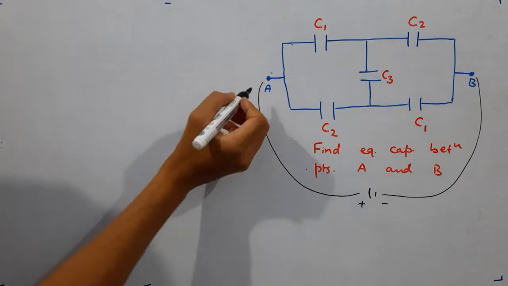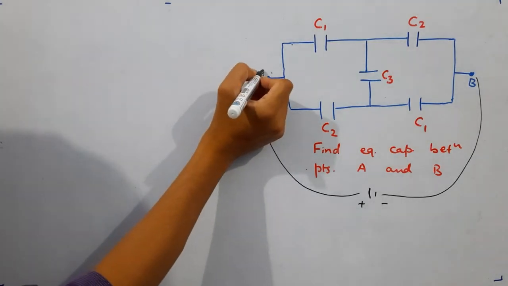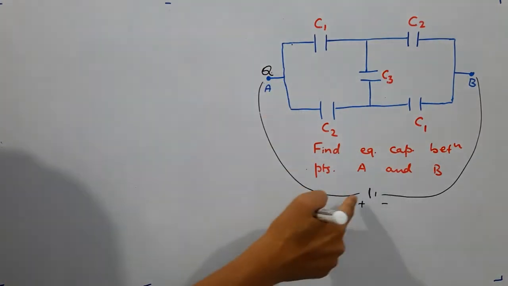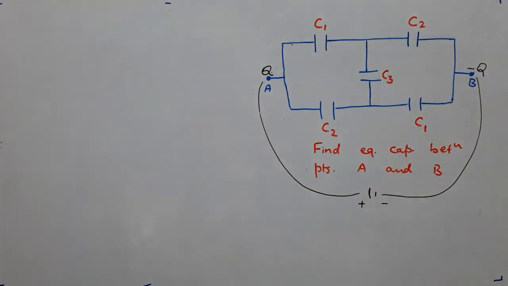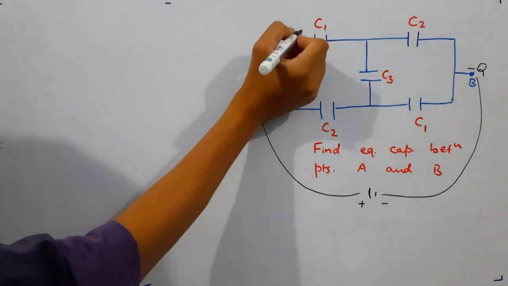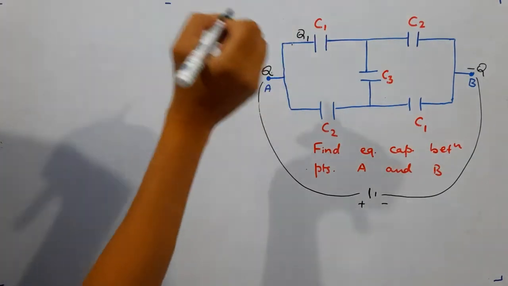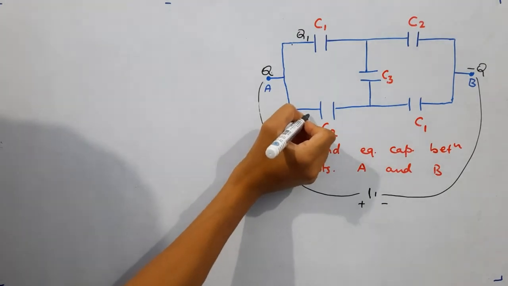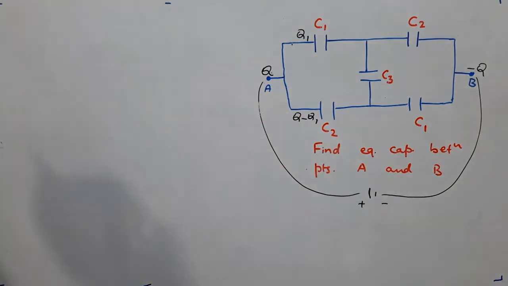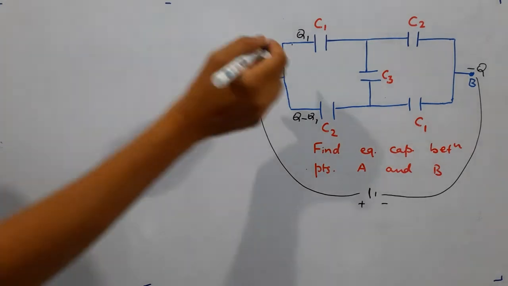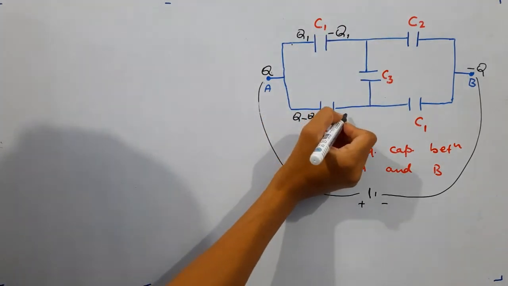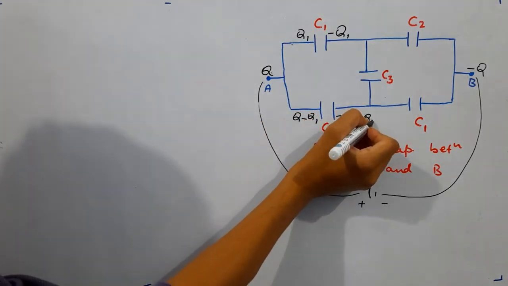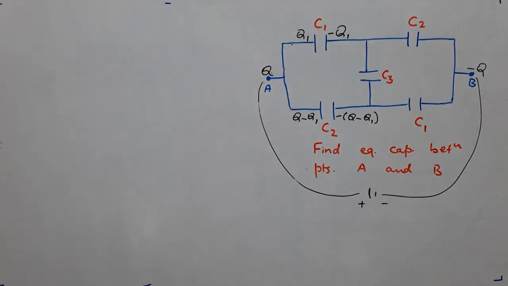This positive terminal of the battery sends some charge, say plus Q. So total charge is how much? Q. So negative charge will send how much? Minus Q. Out of charge Q, something will appear here. Let it be Q1. Remaining charge, that is Q minus Q1, will appear on the capacitor C2. Then on their other plates, the charges will be minus Q1, and here it will be minus of Q minus Q1.